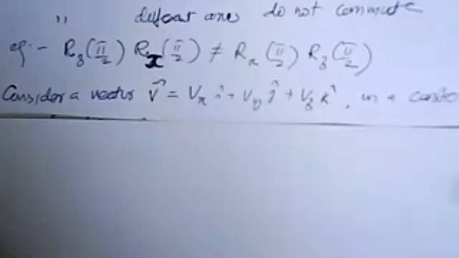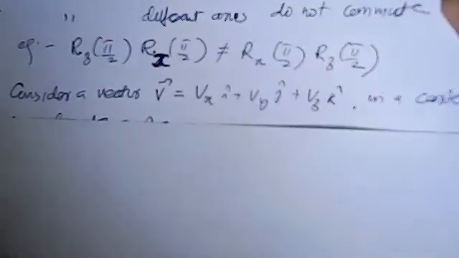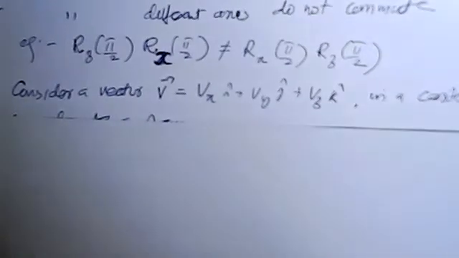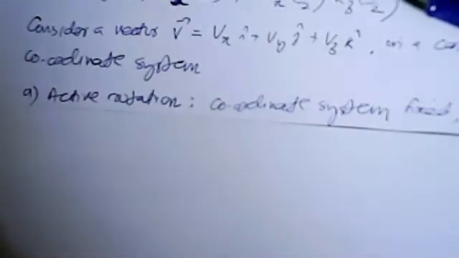Now, I have already discussed this topic. Consider a vector v, Vx i plus Vy j plus Vz k in Cartesian coordinate system. How to rotate this vector? I asked once in your class, and I think somebody told the answer. To rotate, you have to multiply this vector with a matrix. That is the method. What is that matrix? And before that, this also I have discussed.